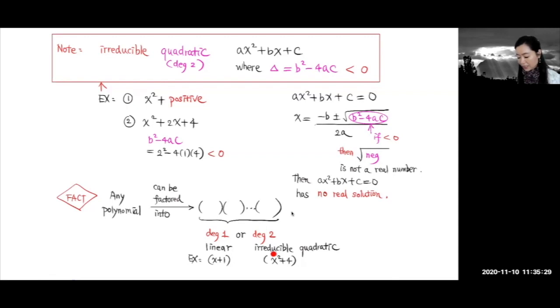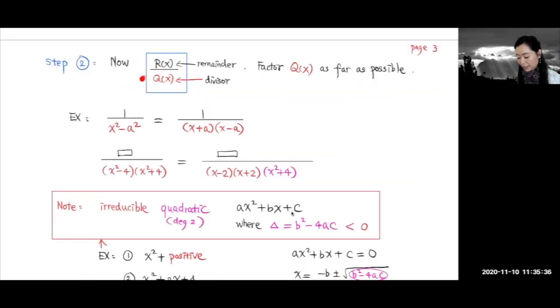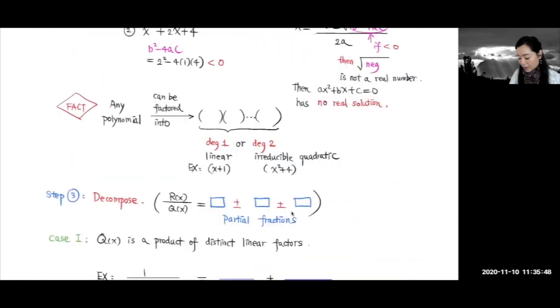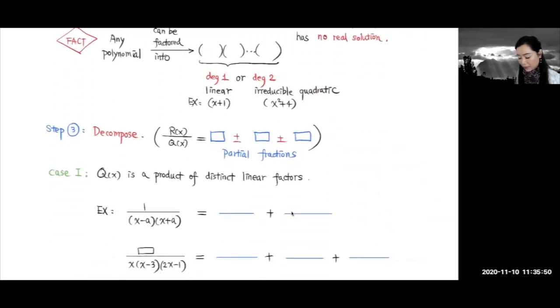So that was the second step. The second step is to factor this denominator as far as possible, breaking it down into degree 1 or degree 2 factors. Now, step 3. Step 3 is the part where you decompose it. So you will rewrite this rational function as a sum or difference of partial fractions.